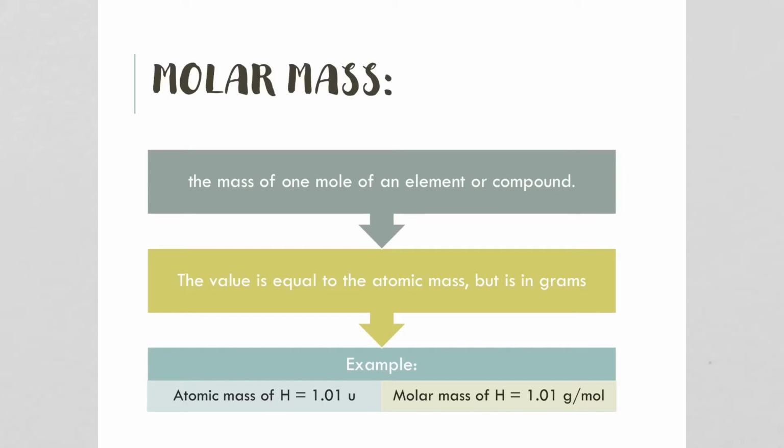So the molar mass is the mass of 1 mole of an element or compound, and the value is equal to the atomic mass, but this time it will be in grams. So the atomic mass of hydrogen is 1.01 atomic mass units, and the molar mass of hydrogen is 1.01 grams per mole.